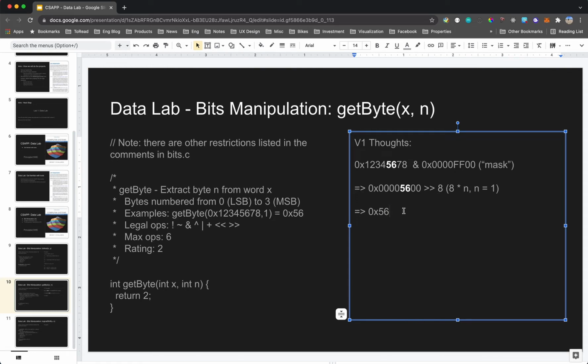Before you jump into code, there are actually two constraints we need to consider. Constraint number 1: in the source code of the bits.c file, it mentions that we cannot use a large number like this. The largest integer constant we can use here is only 0xFF. So we cannot use a constant larger than 0xFF.